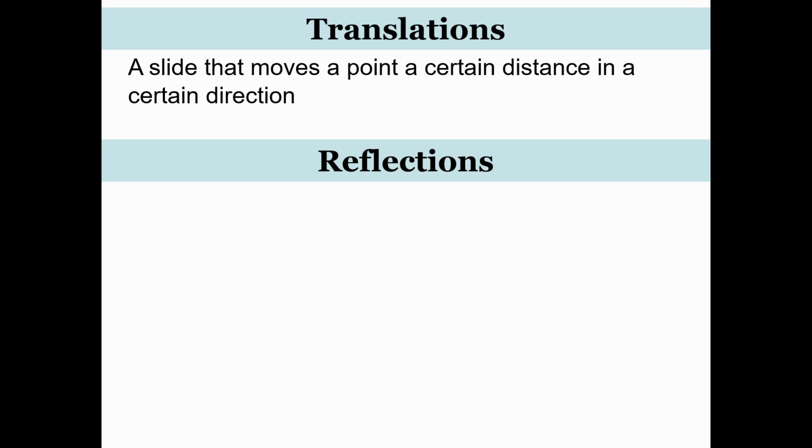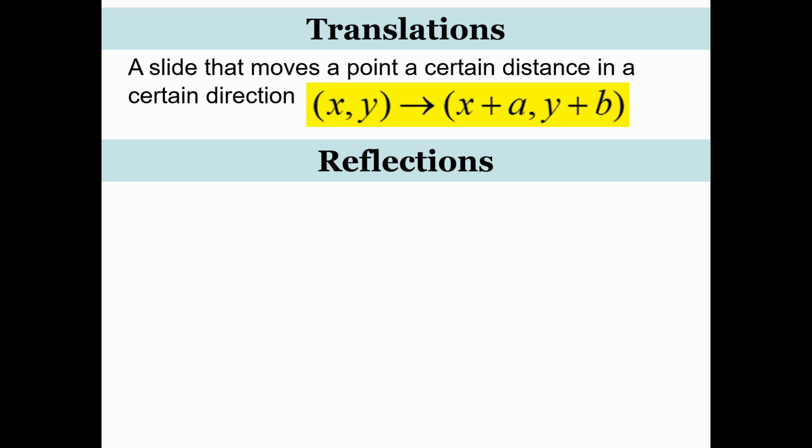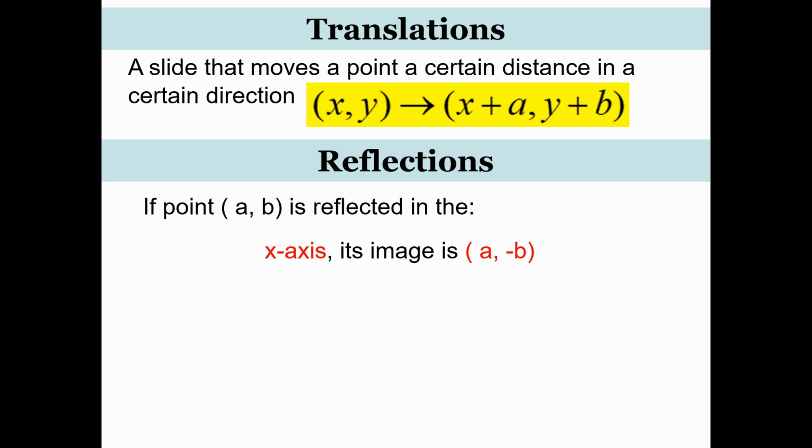All right, a few things that I wanted to share with you as just kind of a recap or review of all of our topics from Unit 2. We have translations, and it's a slide that moves a point a certain distance in a certain direction. The shortcut for this is taking x, y, and applying this change of adding a value to x and adding a value to y. So that's our algebraic rule for this.